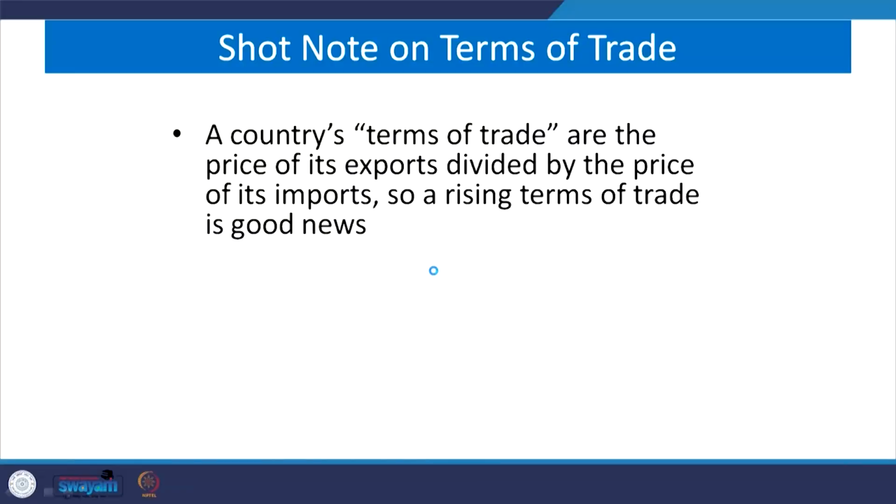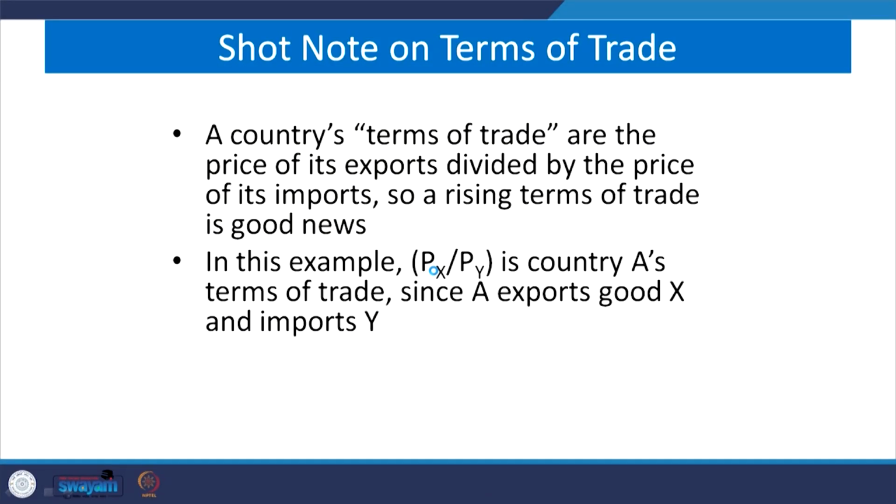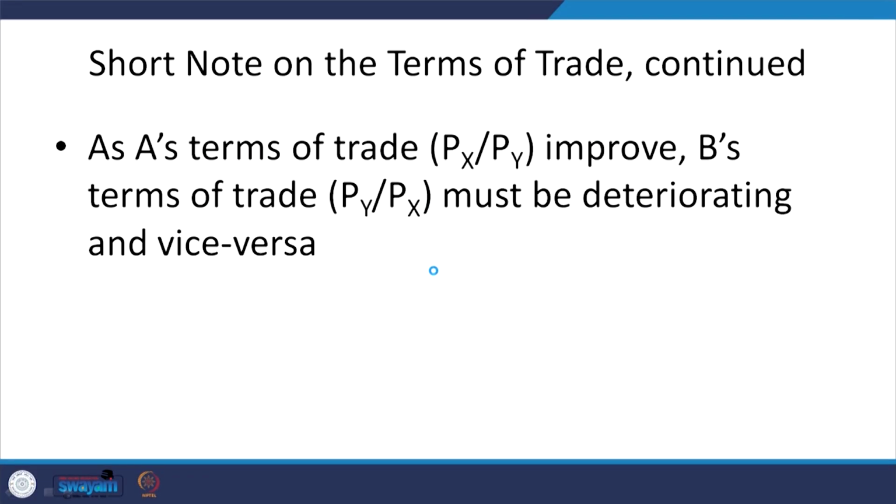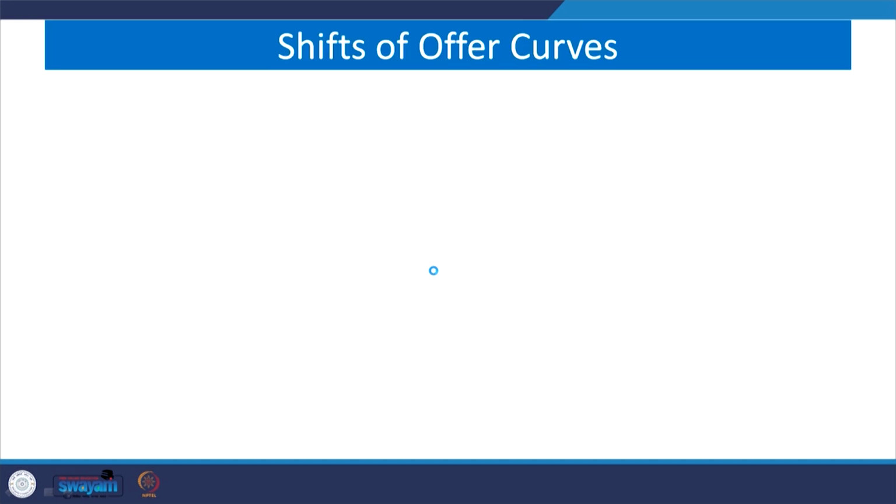So, what are the interpretations? In short, a country's terms of trade are the price of its exports divided by the price of its imports. A rising terms of trade is good news for the concerned country. Take country A's terms of trade as an example: since country A exports X and imports Y, this is useful since we are emphasizing the commodity X to be exported. Now, P y by P x is country B's terms of trade; in this example just the reverse is true. As A's terms of trade improves, B's terms of trade must be deteriorating, and vice versa, which I already explained.